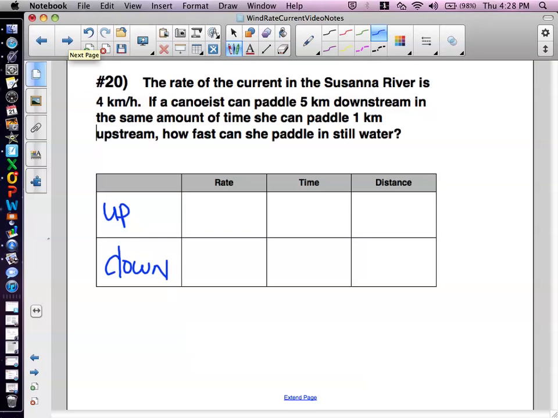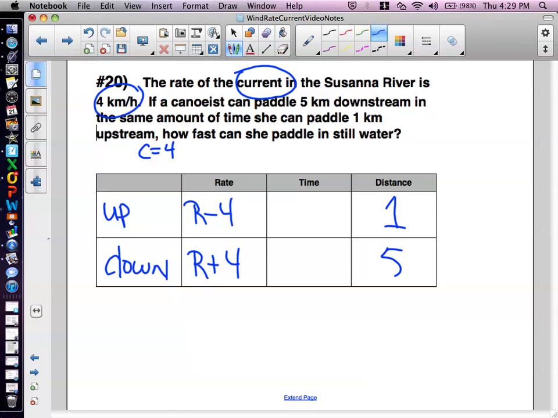And here, we're told that the current is 4. So we're told that C is 4. So when I go into my rate column, upstream is R minus 4, downstream is R plus 4. And I know that she travels 1 kilometer upstream. She can paddle 5 kilometers downstream in the same amount of time she can travel upstream. And time is the equal factor in this problem.